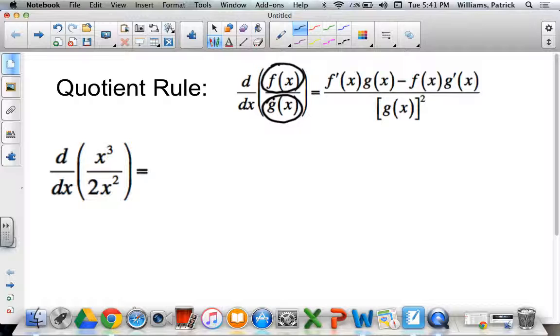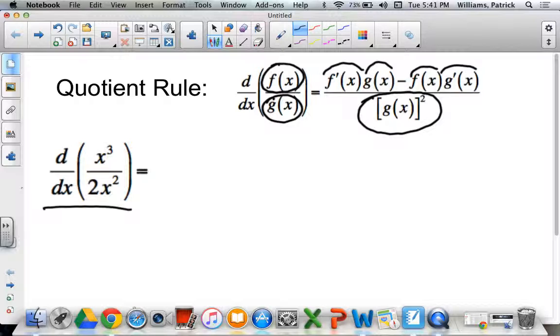So just like the product rule, there's a formula of how to do this. We take the derivative of that upper function multiplied by the lower function, subtract from it the upper function multiplied by the derivative of the lower, and then we divide the whole thing by the lower function squared. Okay? So with this formula handy, try to evaluate this derivative real quick.